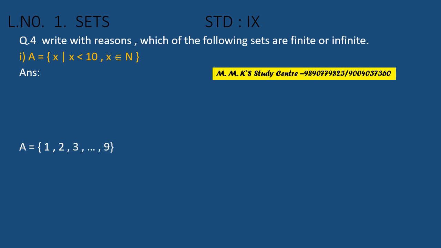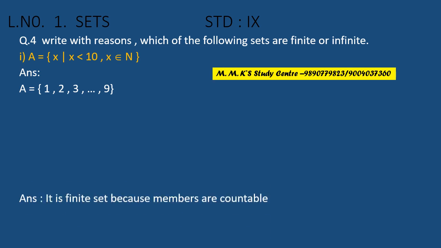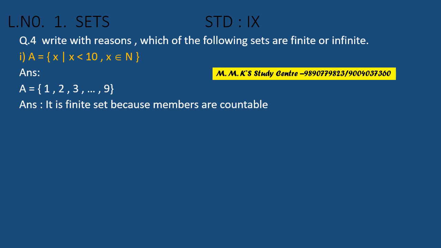So question 1, A is a set of x such that x is less than 10 and x belongs to natural numbers. x belongs to natural numbers means we have to start from 1, and it is less than 10 means we have to write 1 to 9. So we can write set A as 1, 2, 3, 4, dot dot till 9. Here the numbers or elements are countable. Only 1 to 9 are present in set A. So it is a finite set because members are countable.